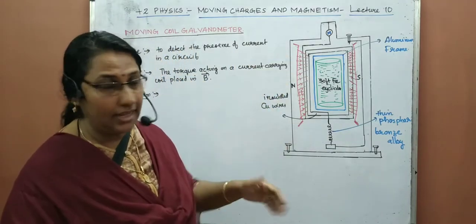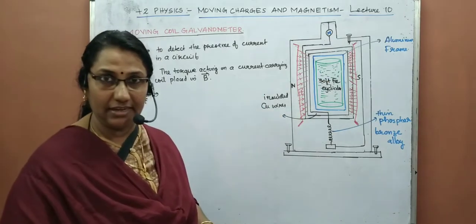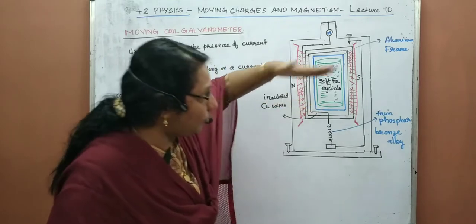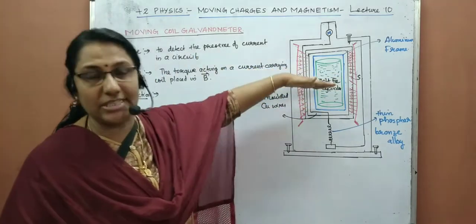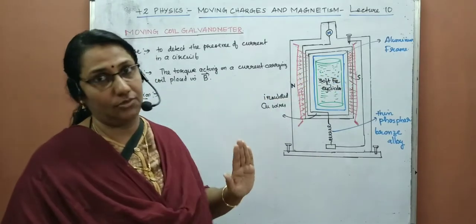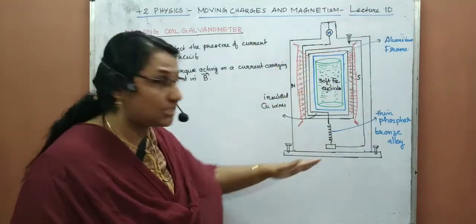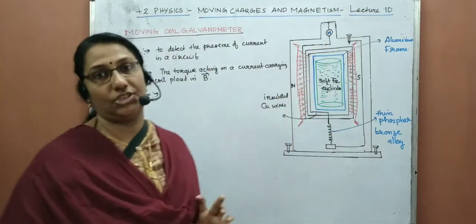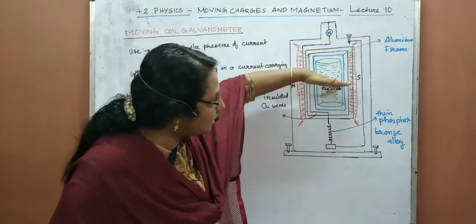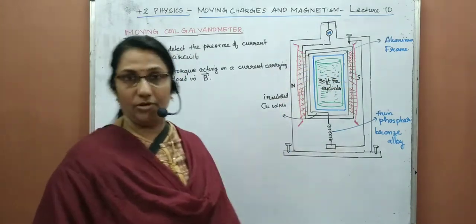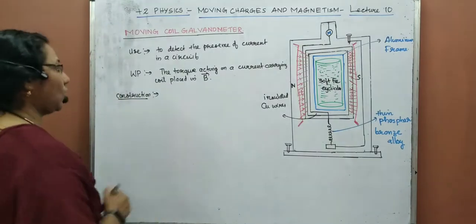In NCERT, a cross section of this is given. That is, they have cut this moving coil galvanometer like this, and a cross section is given. If you want the figure, you may take that figure also. Now I have taken this figure in order to analyze each and every thing in the construction. In NCERT, a cross-sectional figure is provided with the topic. Okay, so construction is over.